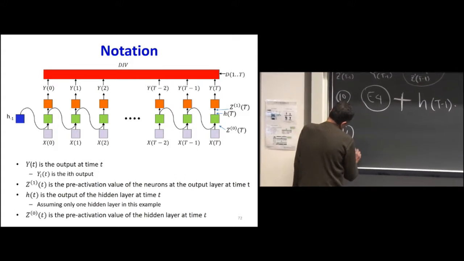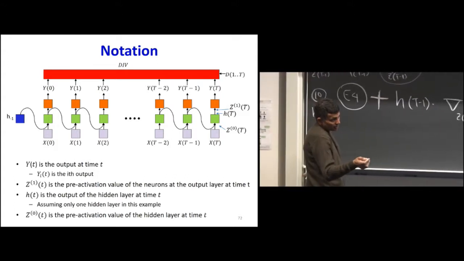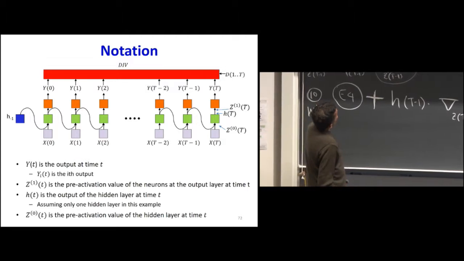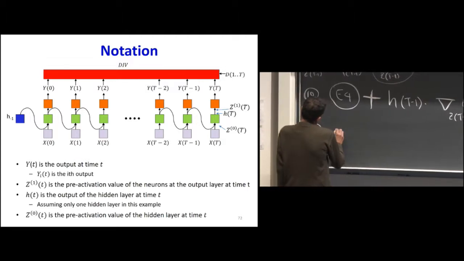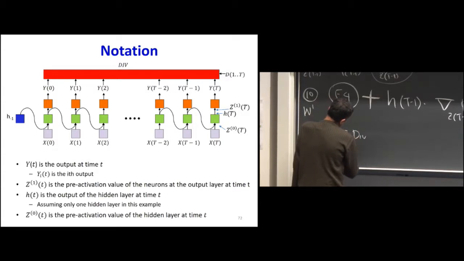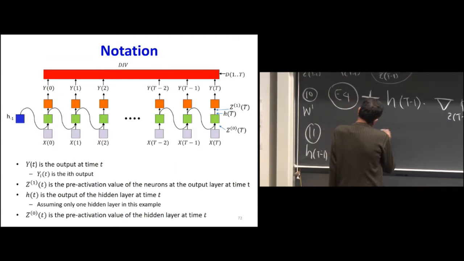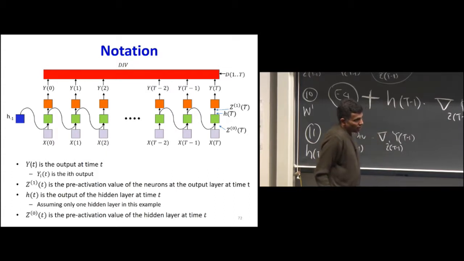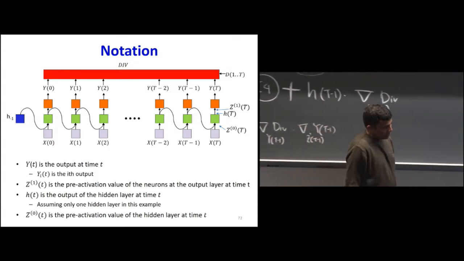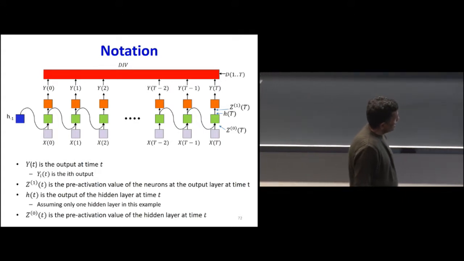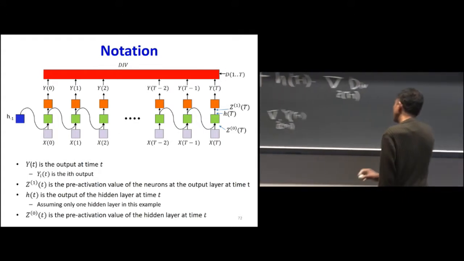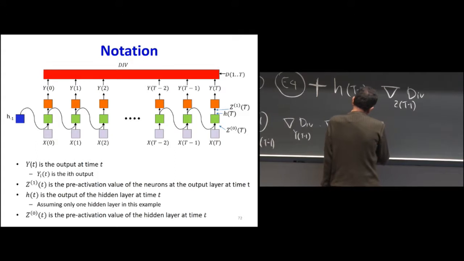H of t minus 1 is going to be? Please explain. It's going to be similar to 3. We've got the derivative of the divergence with respect to y of t minus 1, times the derivative of y of t minus 1 with respect to z1 of t minus 1, times w1. Okay. And are we done?